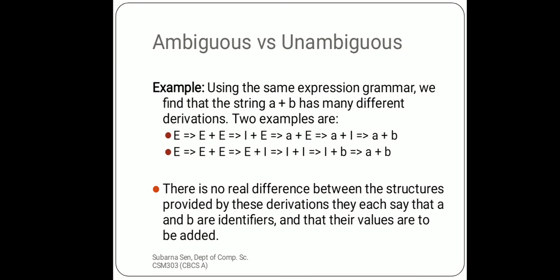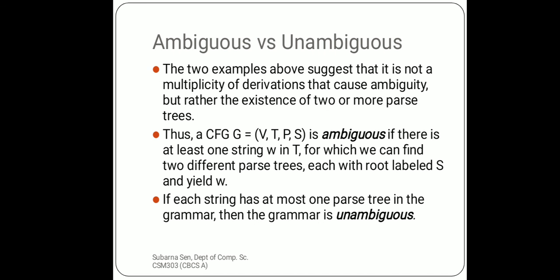In this case you cannot say the grammar is ambiguous, since although it may have two different approaches, ultimately it is generating the same result. So then it will be treated as an unambiguous grammar. Now the two examples above suggest that it is not a multiplicity of derivations that causes ambiguity, but rather the existence of two or more parse trees.